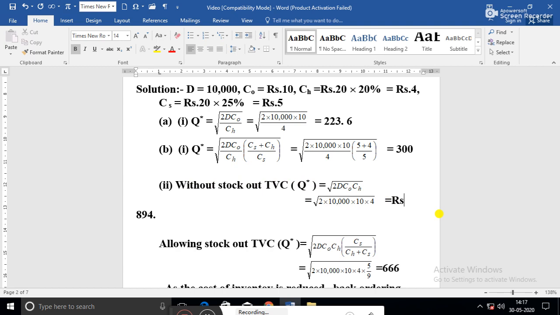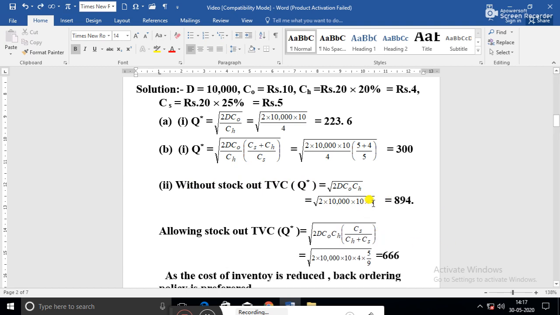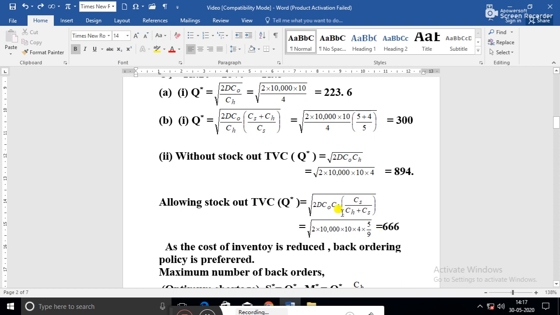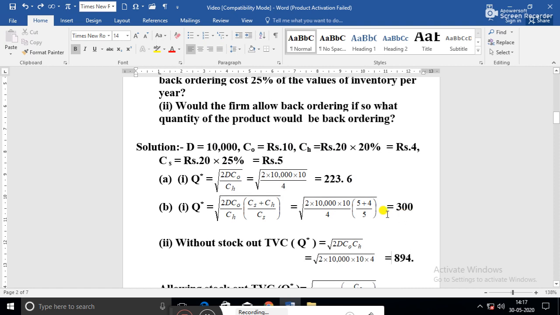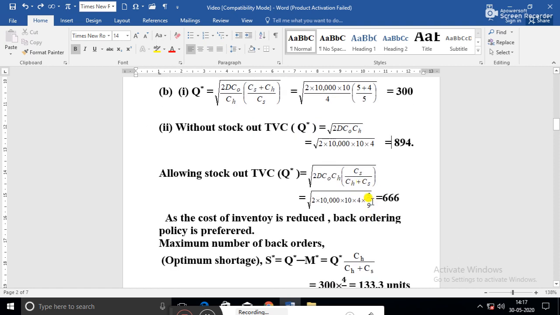And then if you use the stock out, then the formula will be 2DCO into CH, the same one, into this one. That means the reverse of this, 5 by 9, into 894 rupees. So now without stock out it is 894 rupees, and with the provision of back order, you will be seeing 666 rupees. So obviously you are gaining. So it is better to reduce the cost of inventory. So we prefer the policy of back ordering.